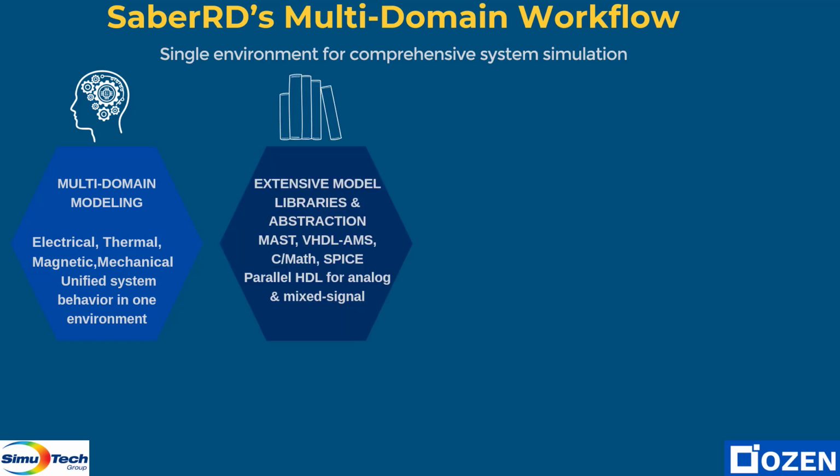The next thing is that Saber has more than 30,000 models ready to use. We can model using MAST or VHDL-AMS, or we can reuse SPICE models and even bring in C or MATLAB models. So this lets us work at different levels, from simple behavioral blocks to fully physics-based detail.